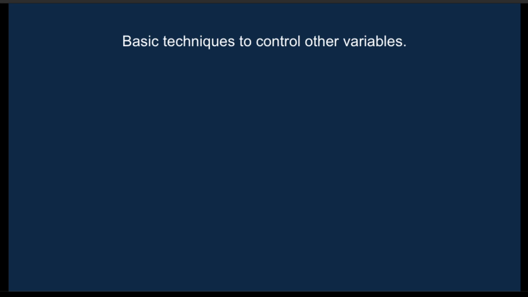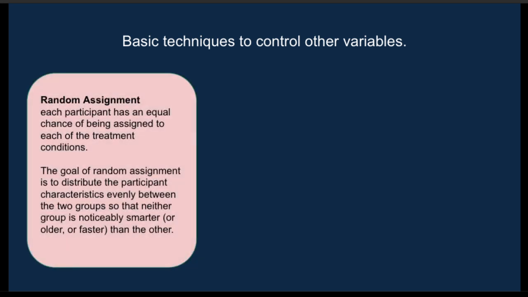What are the basic techniques that we are going to use to control other variables? First, we have random assignment. Here, we're going to control environment variables, so we can assign randomly for testing either in the morning or in the afternoon. That's the random one. Its goal is to distribute the participant characteristics evenly between two groups so that neither group is noticeably smarter or older or faster than the other.